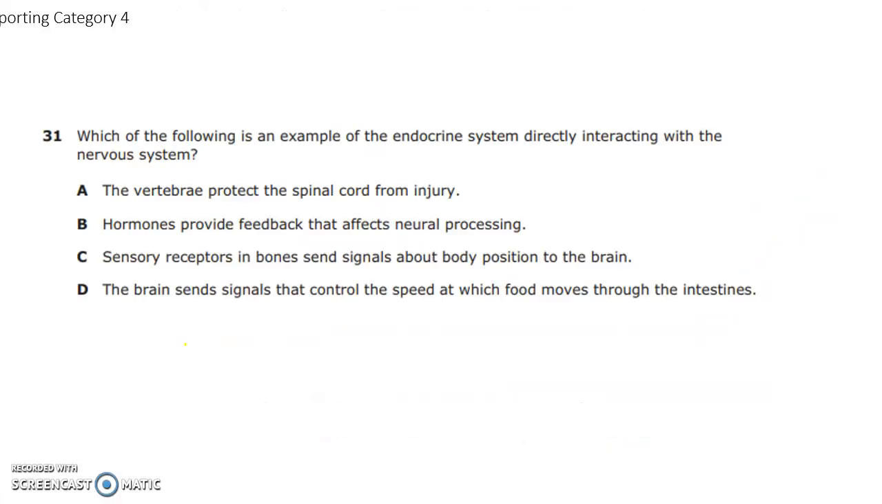So for reporting category number 4, we're looking at the endocrine system. Remember, the endocrine system deals with your hormones, and it interacts with the nervous system. That is your brain and your neurons and all that good stuff. So the correct answer for this one is B. Because of the hormones, you guys got to remember, the endocrine system is your hormones. Neural processing, that's your nervous system.